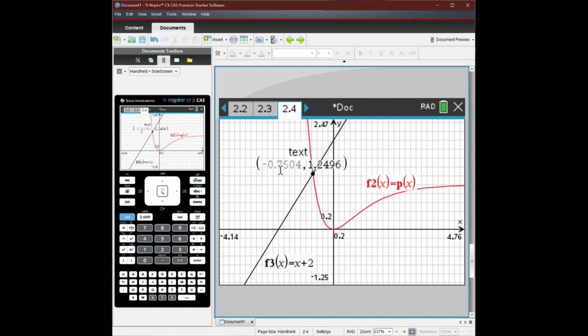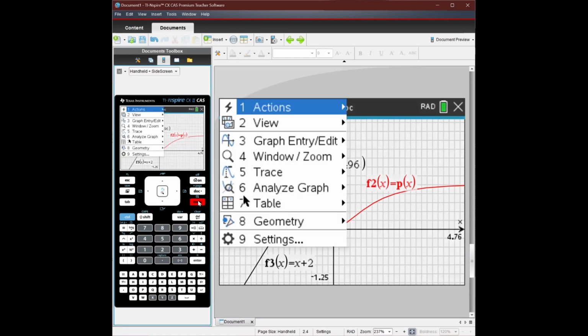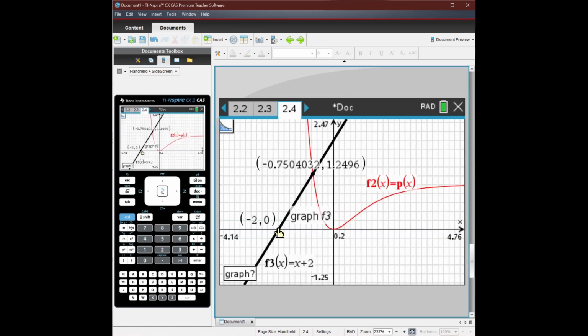Try to get more decimal places for the later calculation, all right? So you say minus 0.750. You do have to specify this 0 here. But for the actual integration, I would say it's one triangle, analyze graph, integral graph from here, analyze graph from here to minus 0.7504032. Okay, so that's one part.